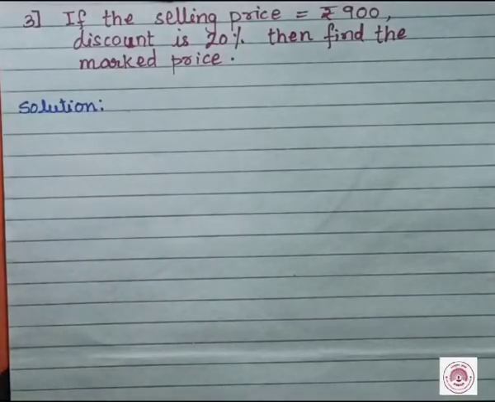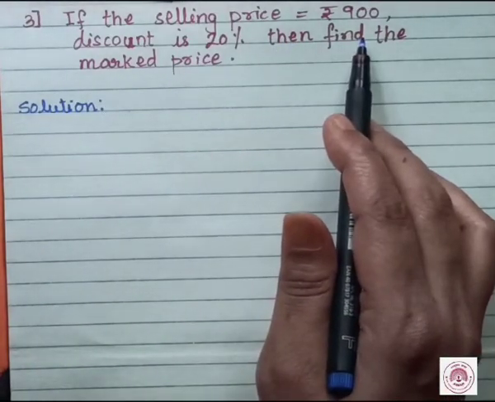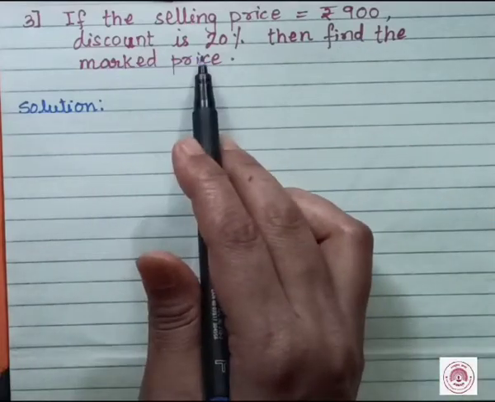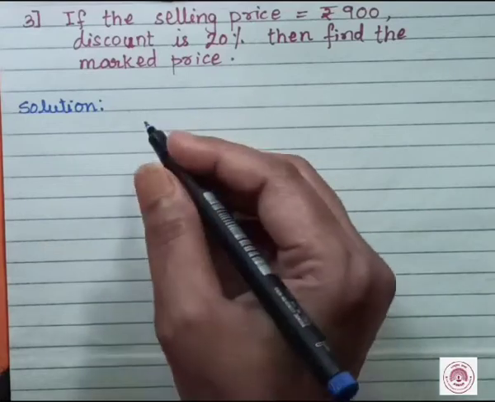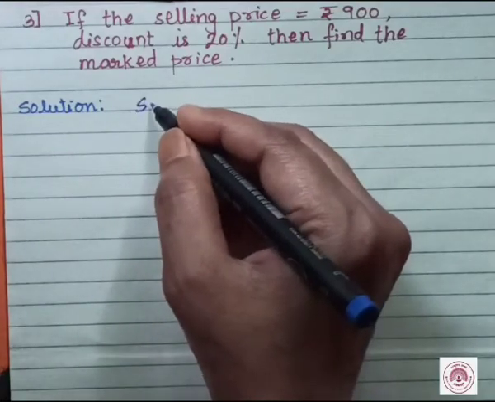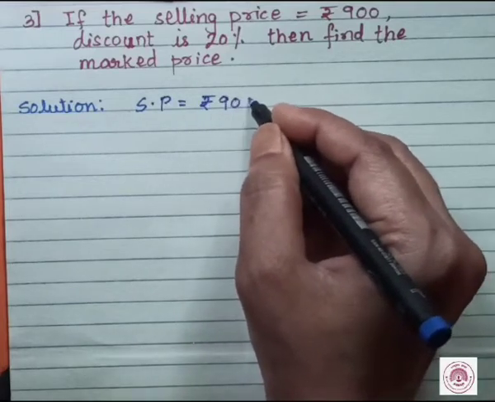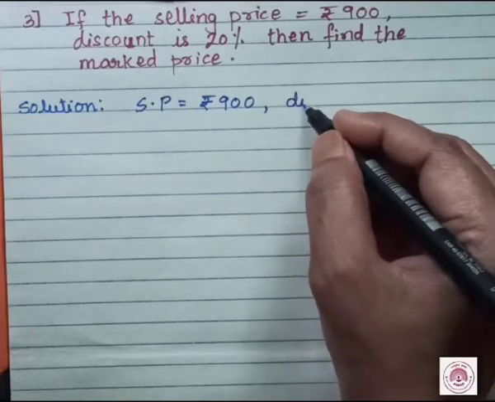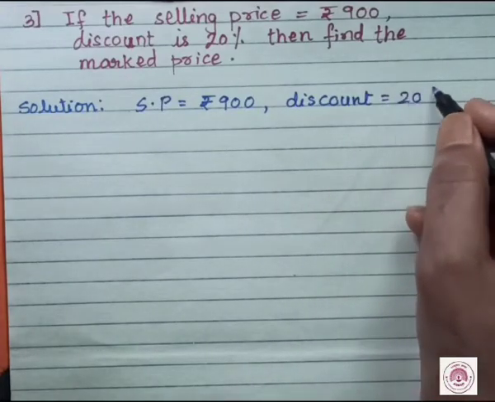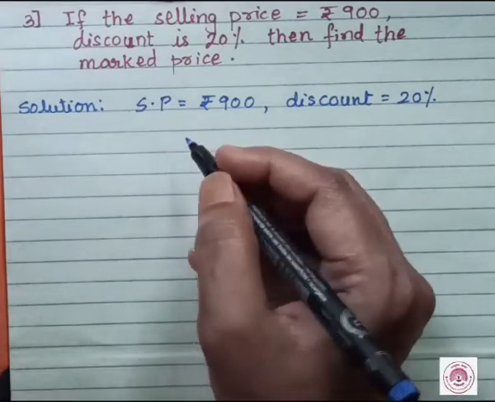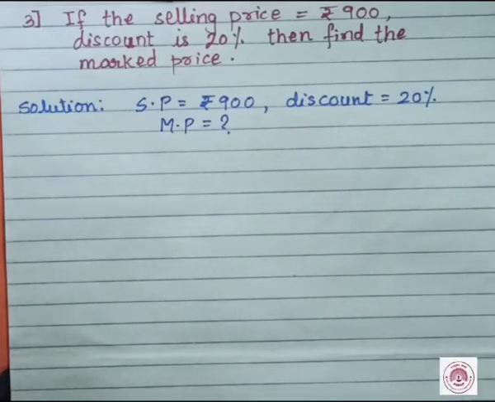Now we will solve question number 3. If the selling price is equal to rupees 900, discount is 20%, then find the marked price. So let's write down what is given. Selling price is given, so SP equals to rupees 900. Discount percent is given, so discount equals to 20%. What we have to find? Marked price. So MP equals to question mark.